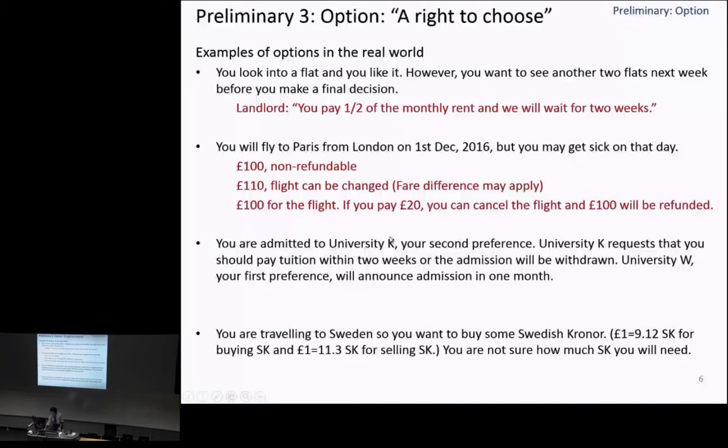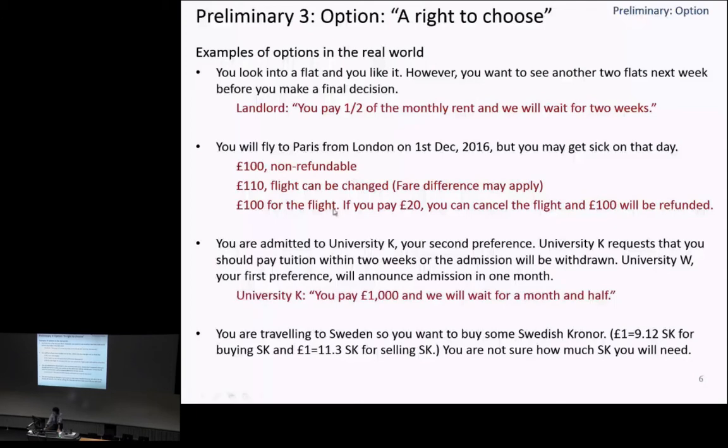However, paying the full tuition to University K seems like a very expensive insurance, because if you end up going to University W, your first choice, you will end up paying tuition to both universities. I don't know what happens in European universities. I'm interested, so please let me know. But this is what typically happens in my country.